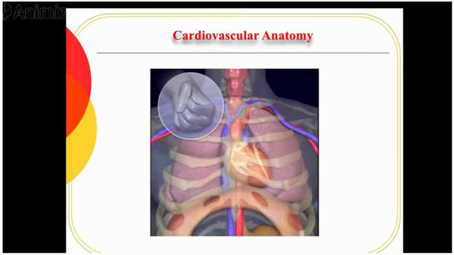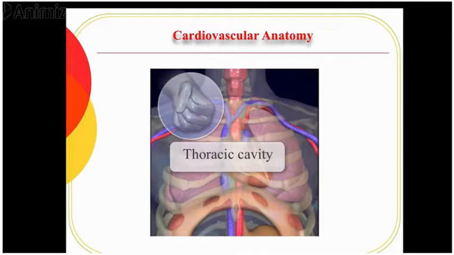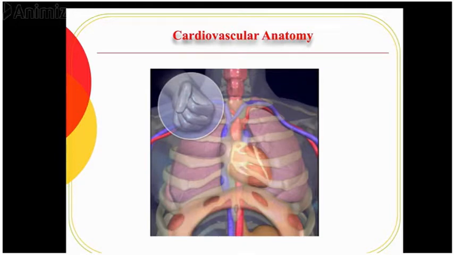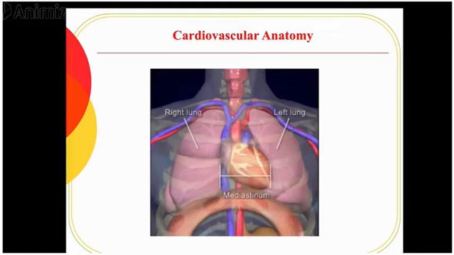And as you see here, the heart is located in what we call the thoracic cavity, and it's not vertical, it's not horizontal, it's kind of bent, laying to the side. And it is in what we call the mediastinum, and as you see, it's also in between the right and the left lung. And we know that the left lung is smaller than the right lung because of the space that the heart is taking.